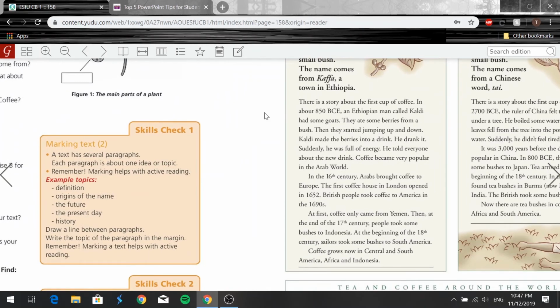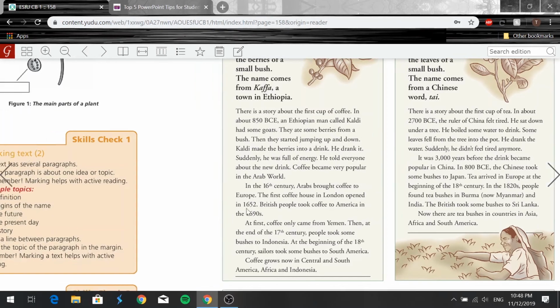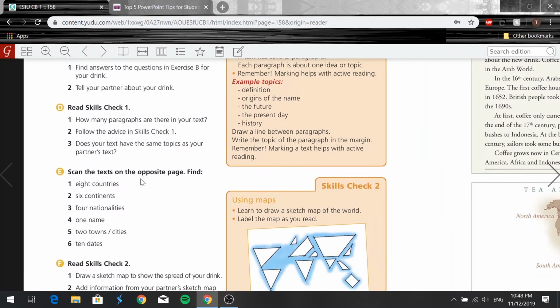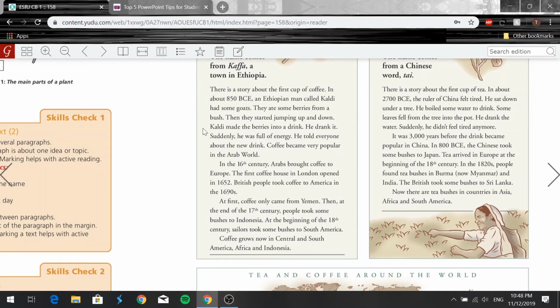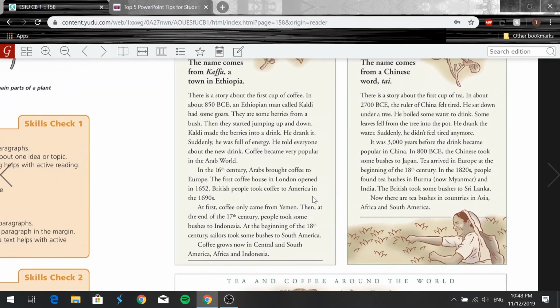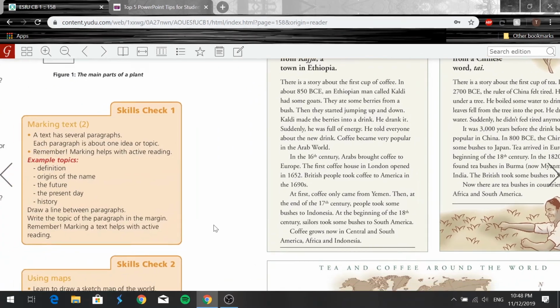Okay, so for coffee, we have Europe, we have Central America, we have South America, and Africa. While in tea, let me take a look. We have, again, Europe, Asia, Africa as well, and South America again. Okay? 4 nationalities. Okay? Ethiopian, right? Ethiopian right here. Also British, right? And for tea, we have Chinese and British as well. Okay? What else do we have?